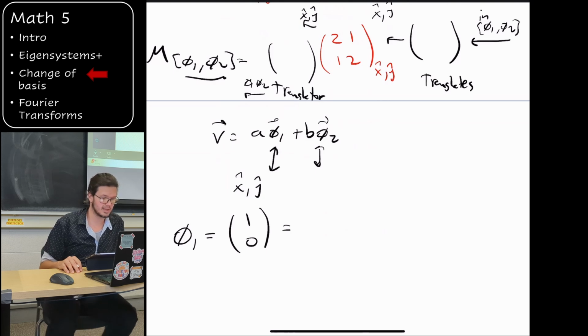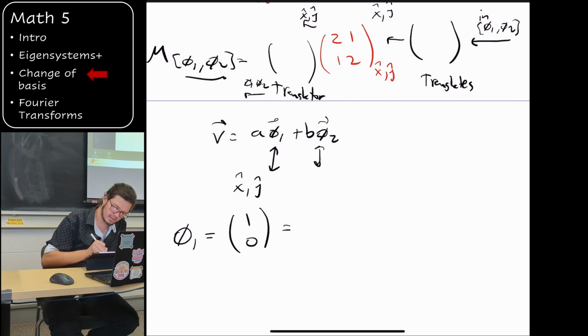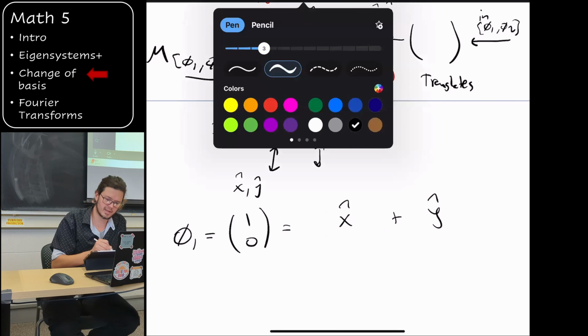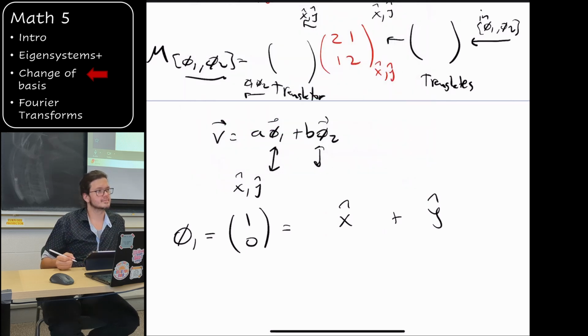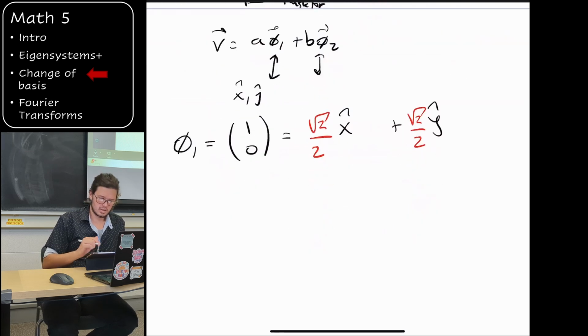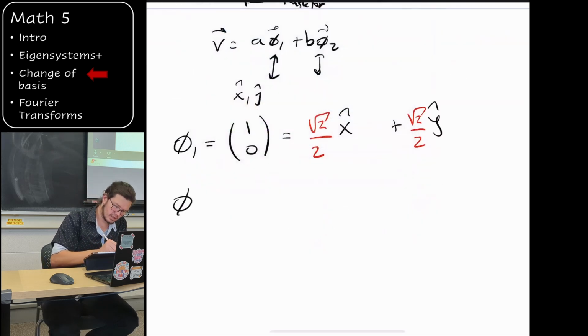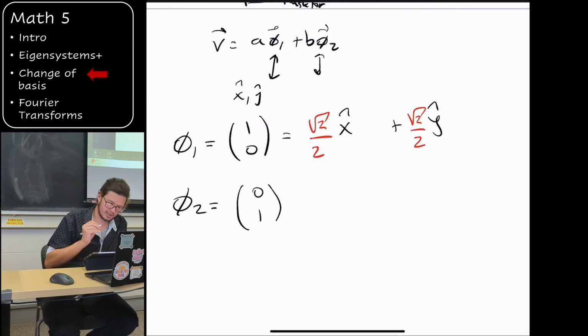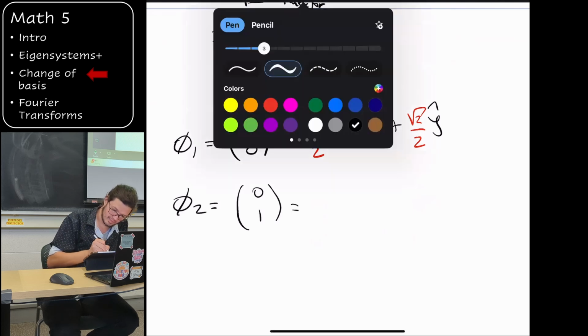Do you remember? It has been a while since we looked at that. So this has to be something times x hat plus something times y hat. What were these numbers? Do you remember them? Oh, they're 1, 1. Yep. So square root of 2 over 2, square root of 2 over 2. Yep. How about phi2? This is a vector 0, 1 in the basis of phi2. You see, be very careful.